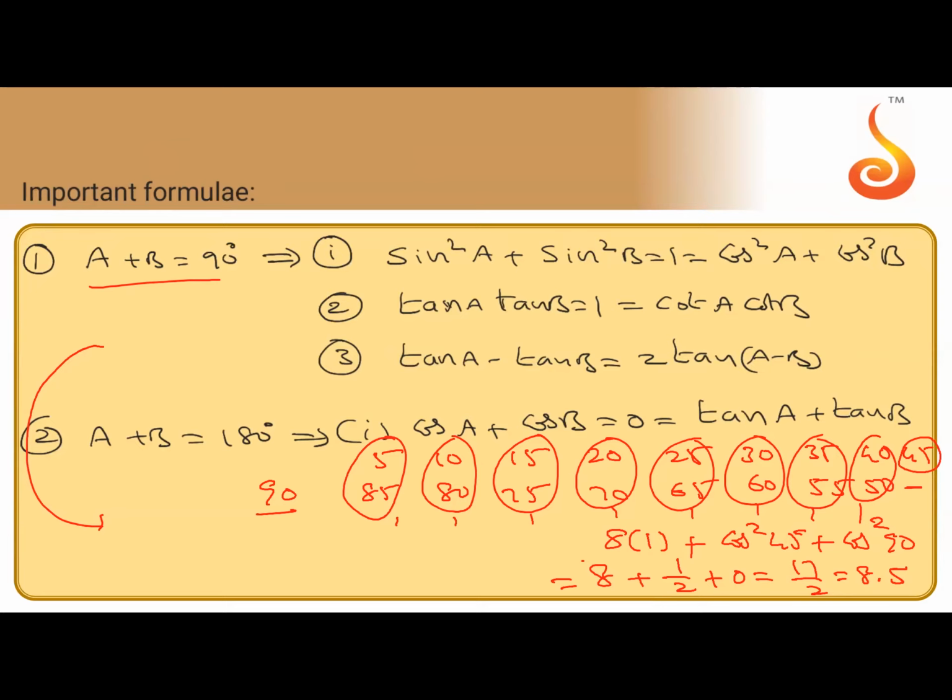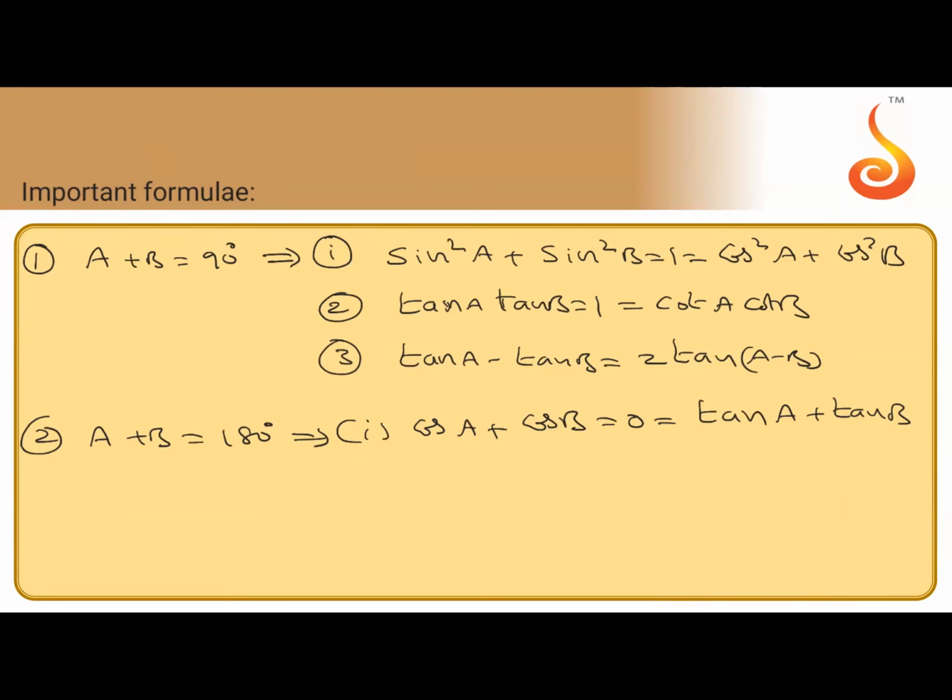Clear now? Next, we'll do one question based on this property. They will ask the question: tan 1 degree, tan 2 degrees, and so on, up to tan 89 degrees. The product of these values.